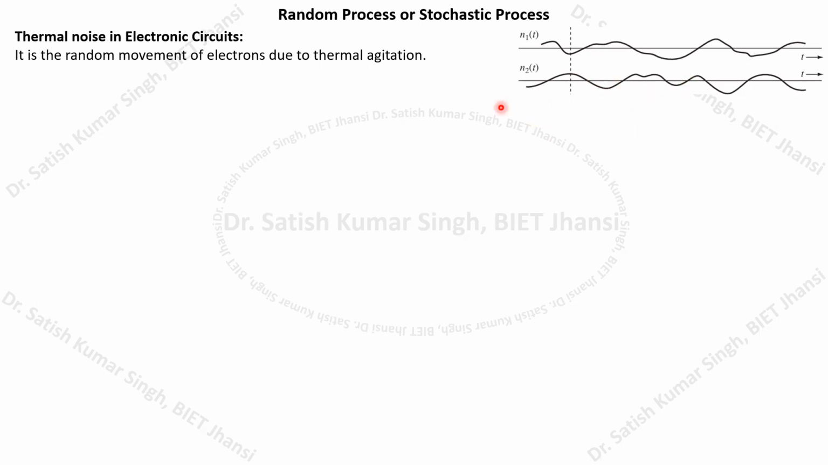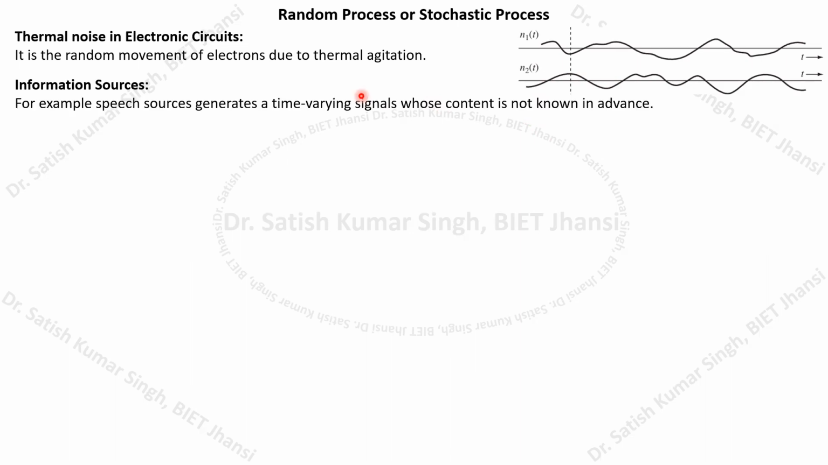We can also observe randomness in our information sources. For example, whenever someone speaks, we cannot know in advance the content that the speaker is going to speak. Therefore, a speech signal is also considered to be a random signal. If you record any speech signal, that speech signal will have a very random nature. So these are random signals.